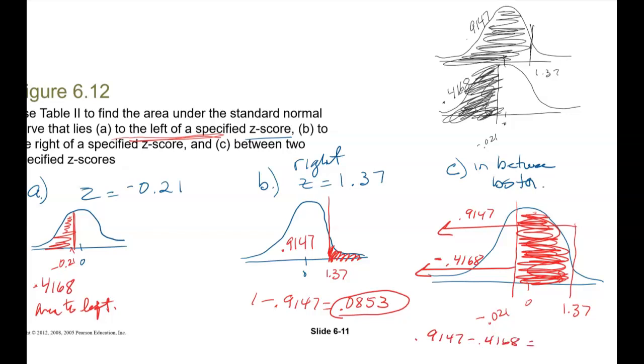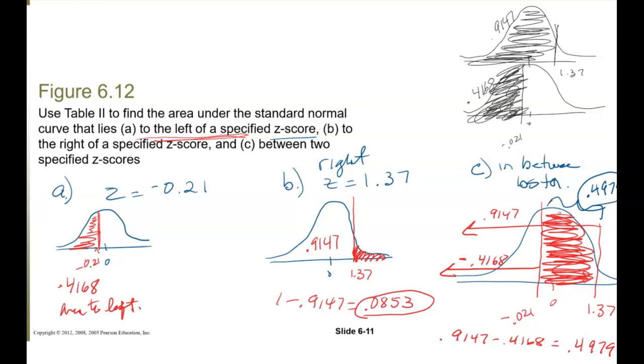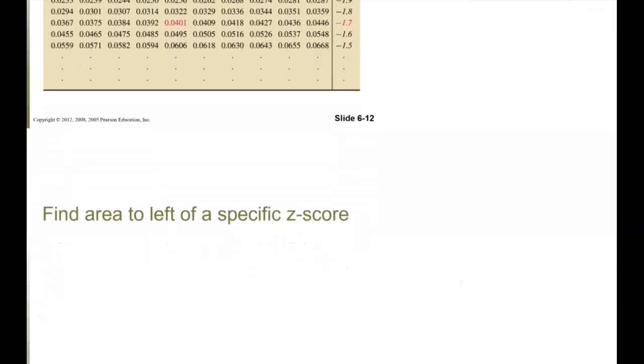Go ahead and subtract those real quick. Sorry, I didn't have it done ahead of time. 0.4979. That means just this area right here is 0.4979. Okay, so you're going to have a lot of examples in MyMathLab, if you haven't done it already, to really help you understand how to find these particular areas. All right, and there's, of course, your normal curve.